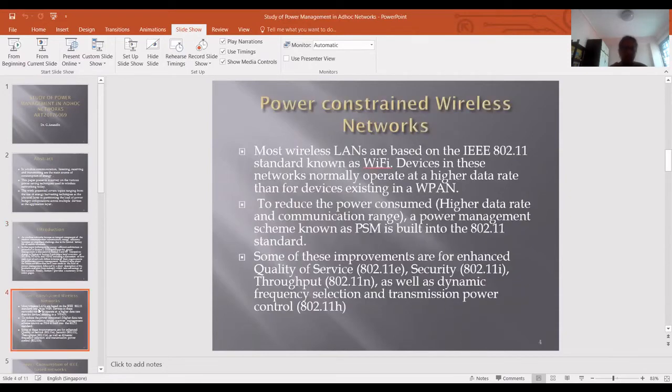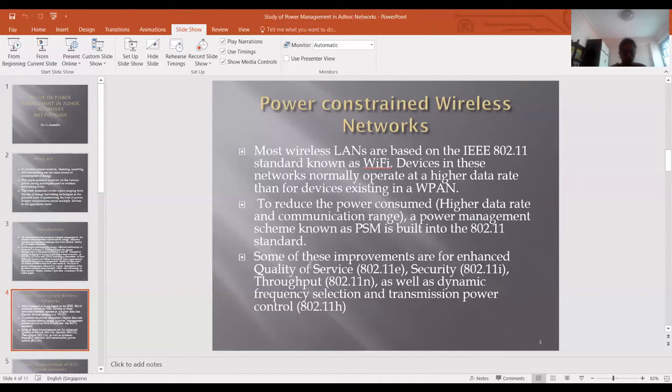Now let us move on to the next slide, which deals with the main constraints. So, power constrained wireless networks. Most wireless LANs are based on the IEEE 802.11 standard, which is known as Wi-Fi. Devices in these networks normally operate at a higher data rate than devices in a wireless PAN. To reduce the power consumed, a power management scheme known as PSM is built into the 802.11 standard. Some of these improvements are for enhanced quality of service, which is 802.11e. For security it is 802.11i. For throughput, it is 802.11n, as well as dynamic frequency selection and transmit power control, which is 802.11h.